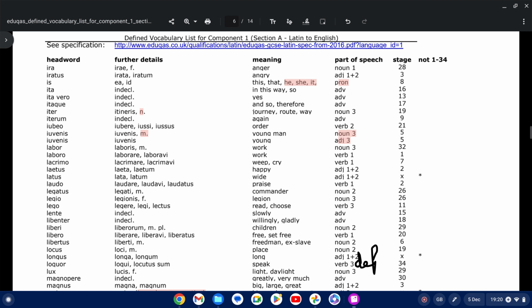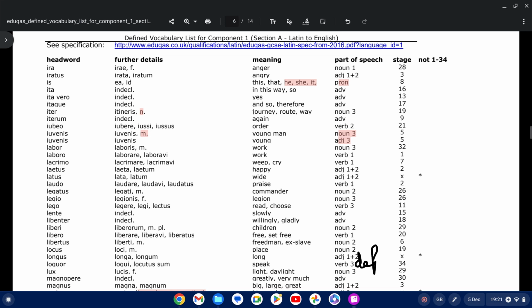Ira, irae. English words irate and ire are related to this. It means anger. Next, iratus, irata, iratum. This is the first example on this page of two words relating to each other, which makes life easier for you. It's the related adjective. It means angry. In English, irate will be a similar adjective. If you describe someone as irate, they're angry. If they have ire, that's a noun.